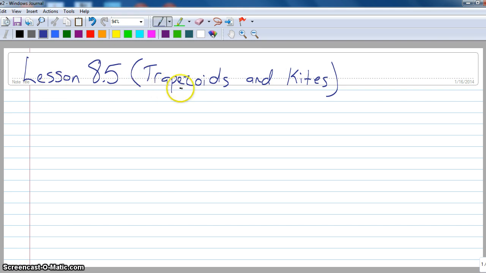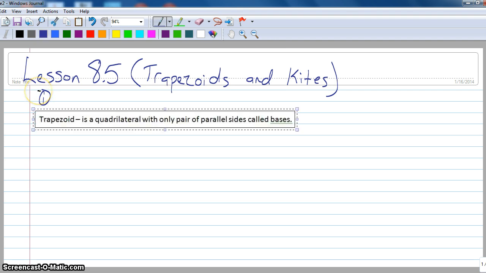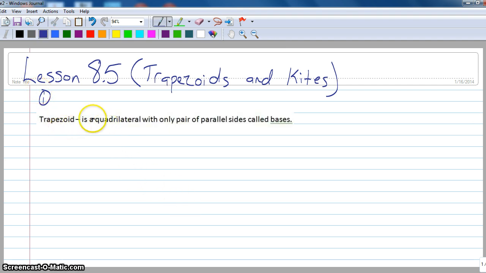All right, so there are two types of trapezoids. The first one is just a regular old trapezoid. The definition is that a trapezoid is a quadrilateral, which has four sides with only one pair of parallel sides called bases. And a trapezoid will look something like this.